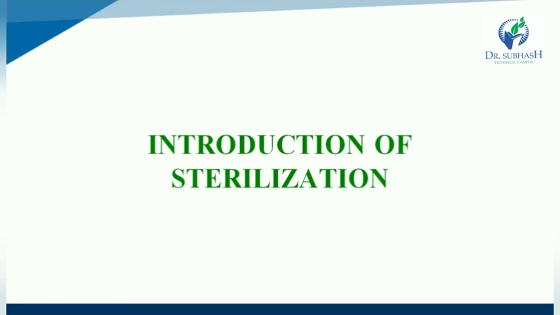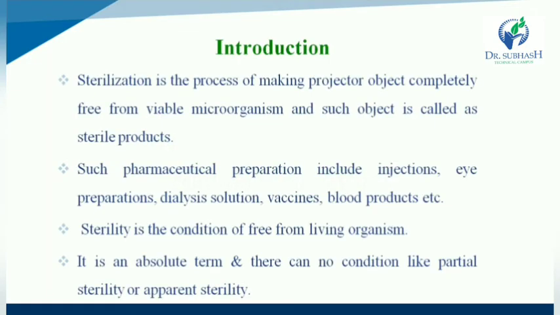Introduction of sterilization. The second portion is sterilization. So first of all, what is sterilization? Introduction. Sterilization is the process of making a product or object completely free from viable microorganisms, and such an object is called a sterile product. What is a sterile product? Sterilization is a type of process of making a product or object completely free from any microorganism.